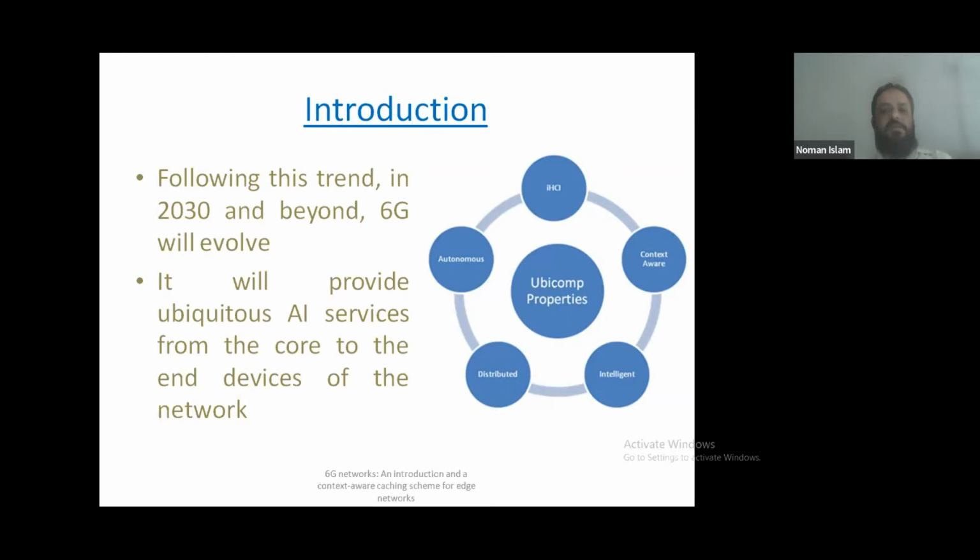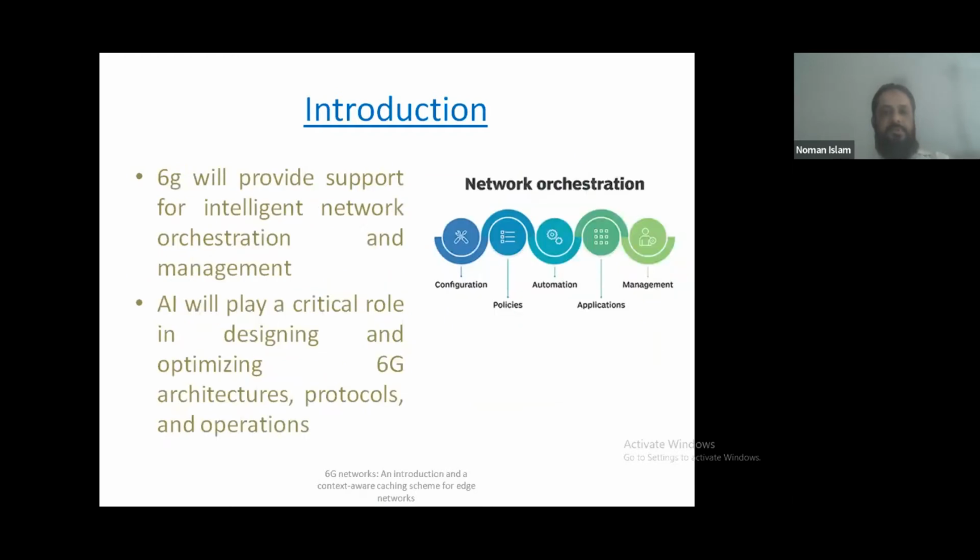We may not even be aware that we are using a computing device; we will be connected seamlessly via different interfaces like voice. We will be interacting with computing devices, sending a command that will be relayed over the network. So this is the future that I'm going to talk about further, and it will provide intelligent network orchestration and management. What is intelligent network orchestration and management?